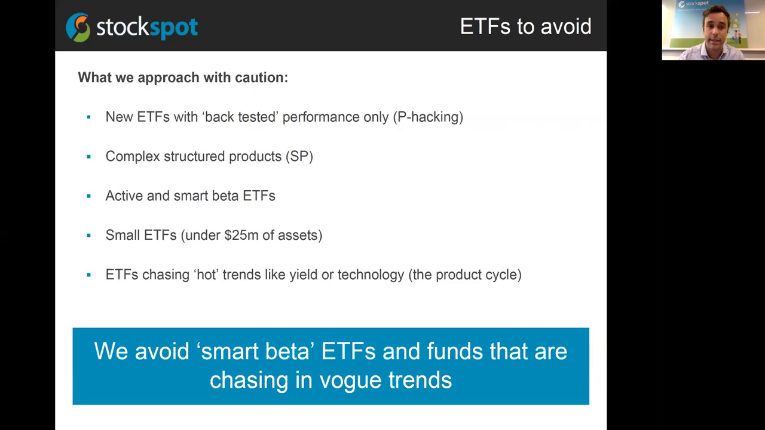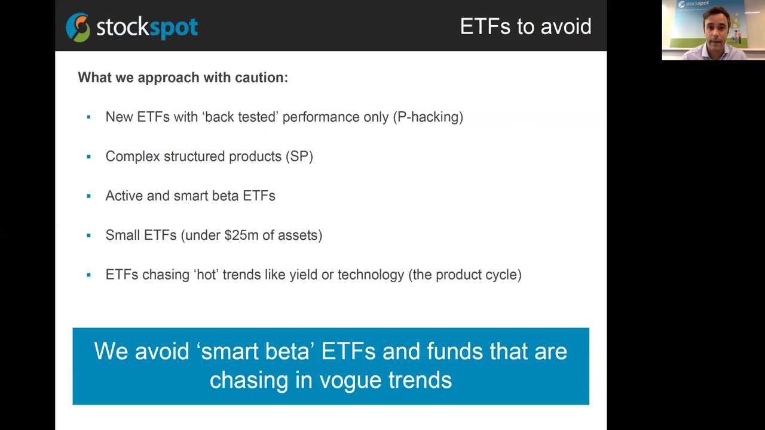I've mentioned active and smart beta ETFs, so I won't linger on those for too long. And I've also talked a little bit about why we avoid small ETFs, because we don't want to risk them shutting their doors. The final thing that we look out for is ETFs that are chasing hot trends in the market.